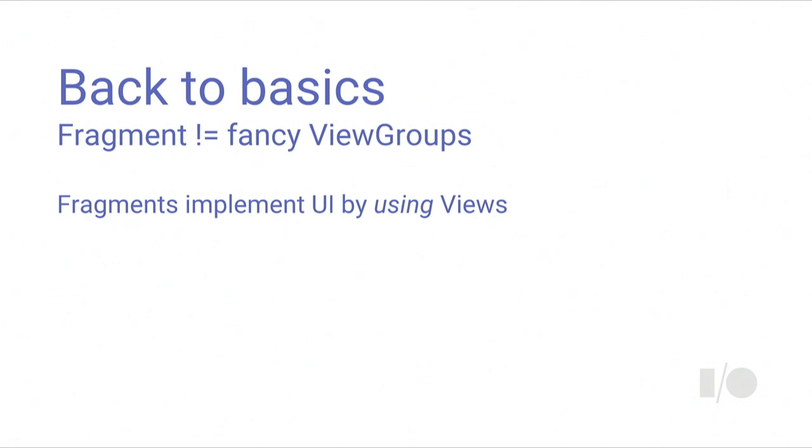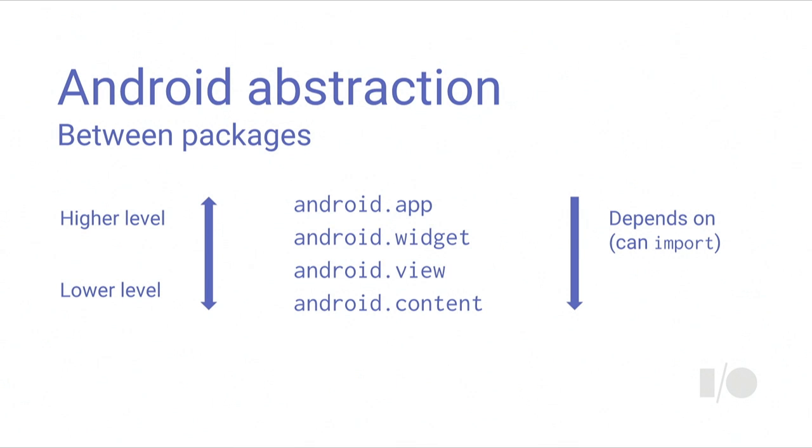Seriously, they're not just fancy view groups. Fragments implement UIs just by using views. They compose views. They wire things up to views in order to do something more interesting. And this really kind of comes down to a core idea that isn't communicated all that widely, that we kind of keep this idea of an abstraction hierarchy across the different packages in the framework. The higher level packages are things like Android.app, whereas the views and widgets are further down the stack. And what this means in practice in terms of the organization of code within the Android framework is that anything at a higher level can import anything from a lower level, but not the other way around.